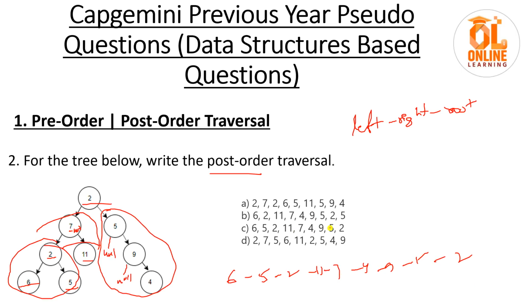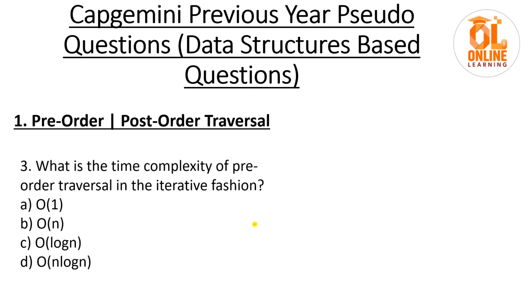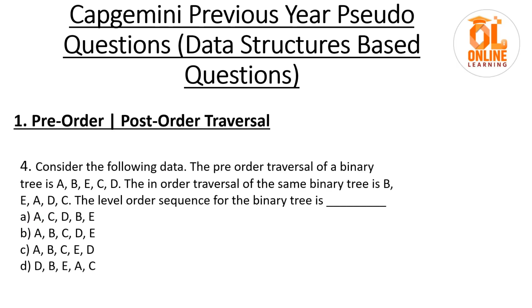6 5 2 1 1 7 4 9 5. Option C is the correct answer for this question. What is the time complexity for pre-order traversal in the iterative fashion? In the iterative fashion, pre-order traversal takes order of n. Do remember that in the iterative fashion, pre-order takes order of n as the time complexity.